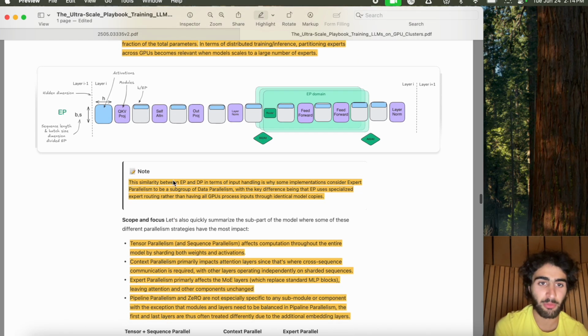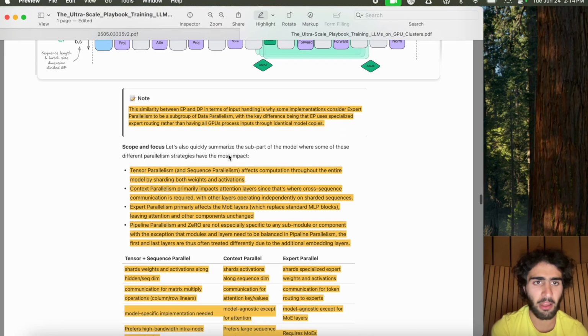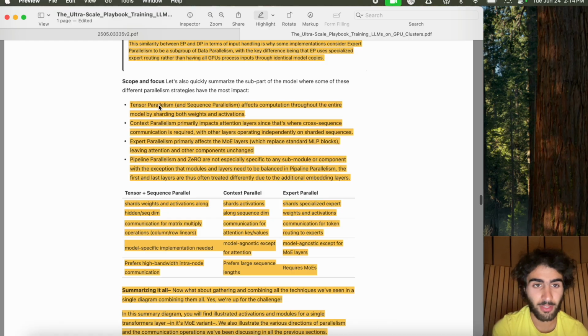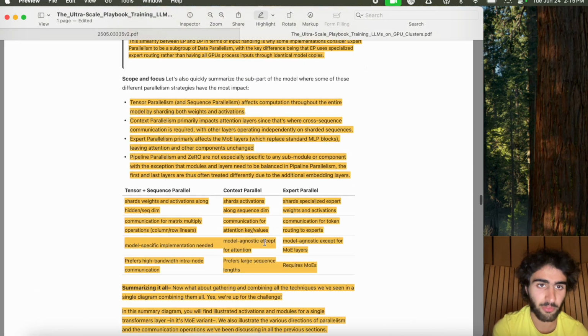Moving on, the similarity between expert parallelism and data parallelism in terms of input handling, which is to say that we're splitting the input across, in the case of data parallelism, GPUs, in the case of expert parallelism, different feed-forward neural networks, which is why some implementations consider expert parallelism to be a subset of data parallelism, with the key difference being that EP uses specialized expert routing rather than having all GPUs process inputs through identical model copies in the case of data parallelism. And now, in summary, we'll have some commentary on all of the methods that we've learned so far.